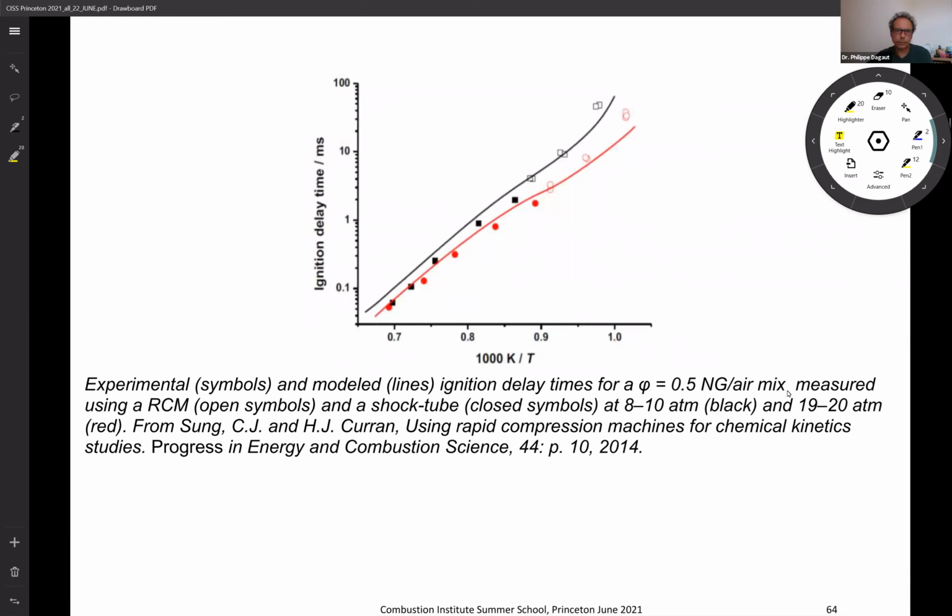And then after running several experiments, you can produce this kind of plot. Here it's a combination of data coming from shock tube and rapid combustion machine. These can be simulated. This is an example where they simulated the ignition of a natural gas air mixture, in a range of pressure up to 20 atmospheres.